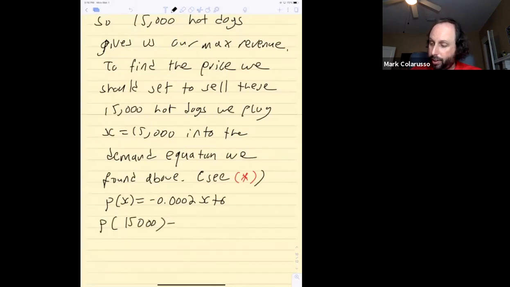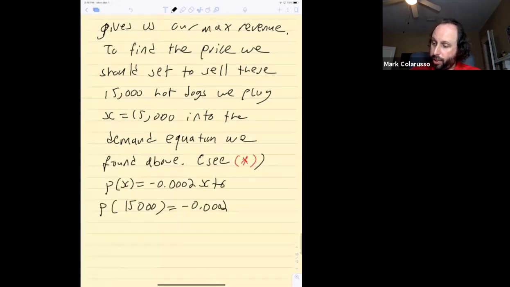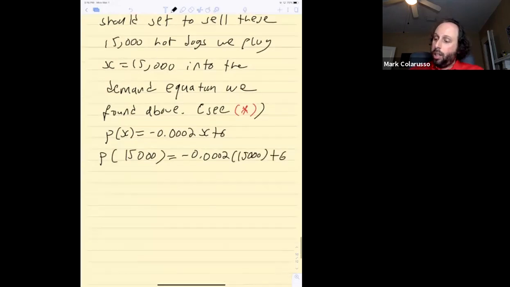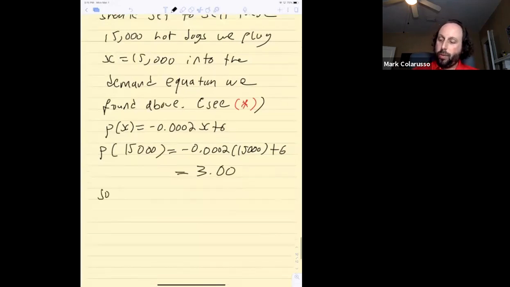15,000 hot dogs, I almost missed the 0 again. I told you I was going to do that. 1,000 hot dogs and 6, you get 3. Whew. So we should set the price at $3 to maximize the revenue. So much cheaper than the other prices that were mentioned in the beginning. Neither of those were right for maximum revenue.